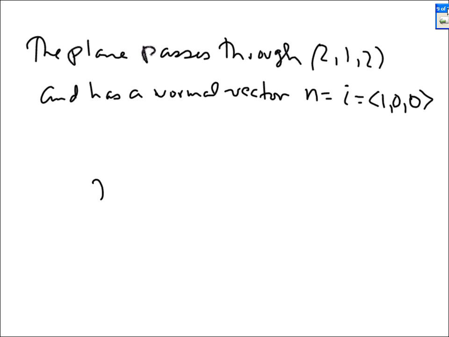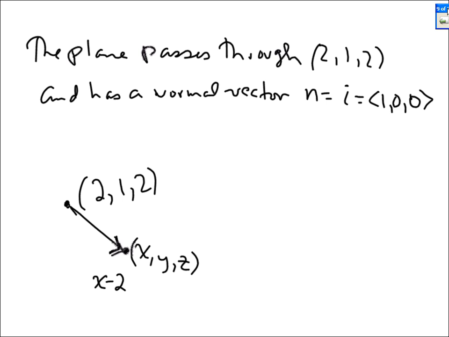There is the point 2, 1, 2. Now, if I take any other point, call it x, y, z, this vector ends there. That vector is x minus 2, y minus 1, and z minus 2. Maybe I left out an important comment. This point is on the plane, the same plane as 2, 1, 2.